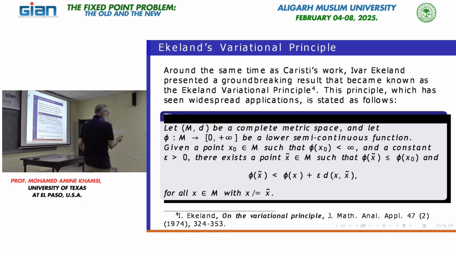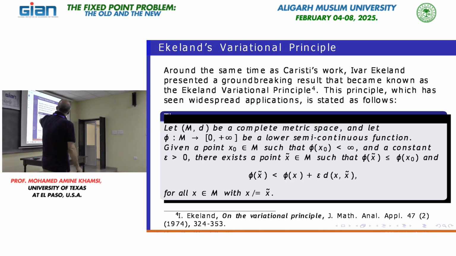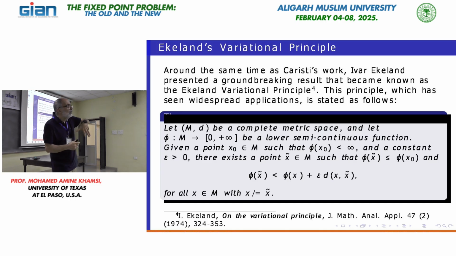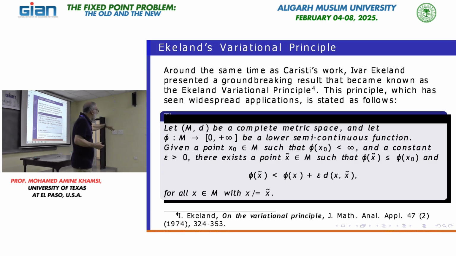Yes? No problem. Now, to publish this, look at this statement. What do you see in common? You see a complete metric space. Yes or no? And you see the function phi, which is what? And it is also positive. Yes or no? But there is no fixed point. Yes or no? There is no fixed point. So in Caristi's paper, the conclusion is a fixed point theorem. In Ekeland's paper, it's nothing, there is no fixed point.